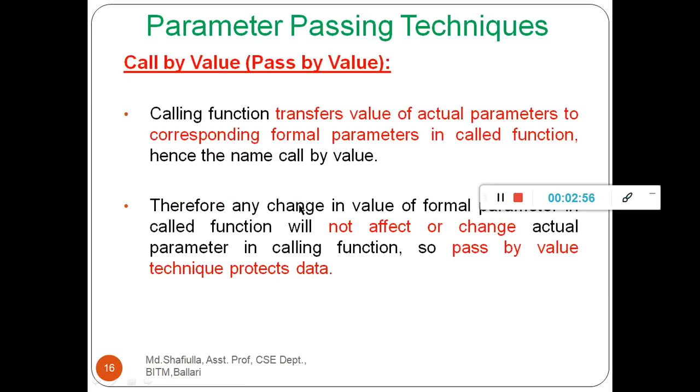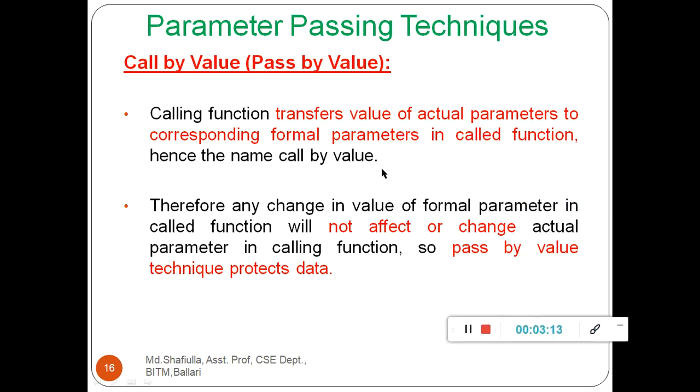What happens in call by value or pass by value? In the call by value technique, the calling function transfers the value of actual parameters to the corresponding formal parameters in the called function. That is why it is named call by value, because the values of actual parameters are copied into the corresponding formal parameters. Any change in the value of a formal parameter in the called function will not alter or affect the actual parameter in the calling function.